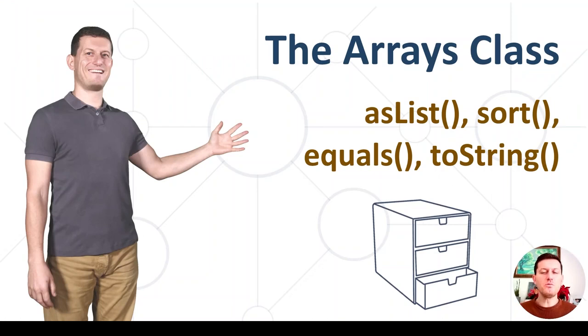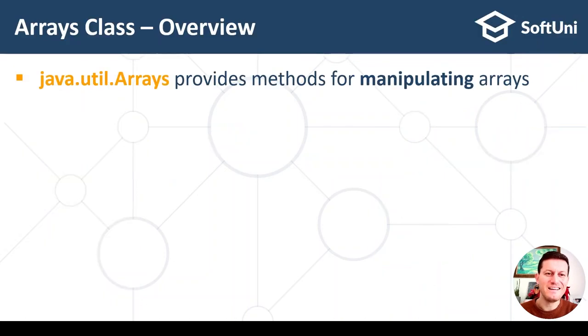Let's continue with the Arrays class in Java. I will explain how to use asList, sorting, equals for two arrays, toString for arrays, and other operations. I'll give you some examples of how to use this, and I will play with some code, and finally we'll solve some practical exercise to get more practical skills.